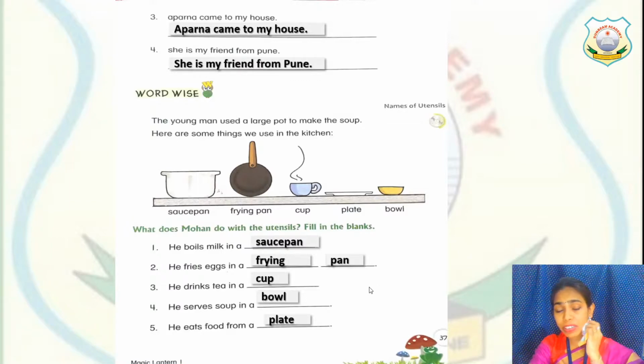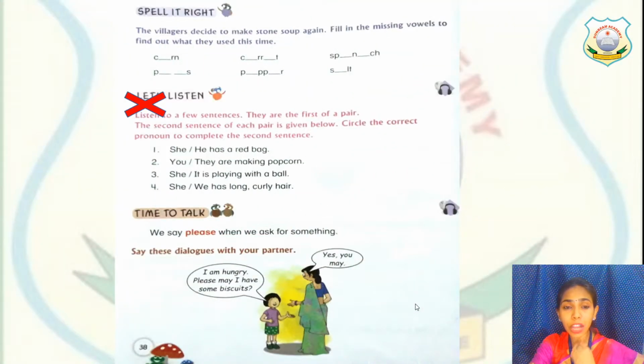So if I give a question that Mohan wants to boil milk, in which utensil, and if I say saucepan and frying pan, will you be able to recognize which one he will use? So it should be saucepan, not frying pan, right? Okay, good. Now, next one.